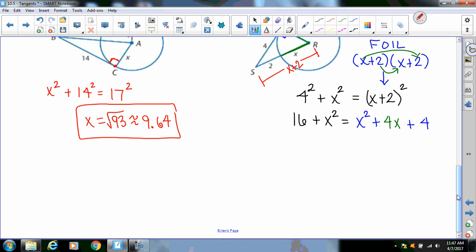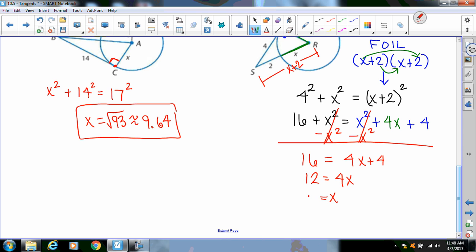Okay, and now I'm going to solve. So I'm going to get my x squareds on the same side. To move my x squared over, I'm going to subtract it. And you should notice what happens. Now your x squareds are going to cancel out. So 16 equals 4x plus 4. And then I'm going to subtract 4, and I'm going to divide by 4. So x will equal 3 on that example.